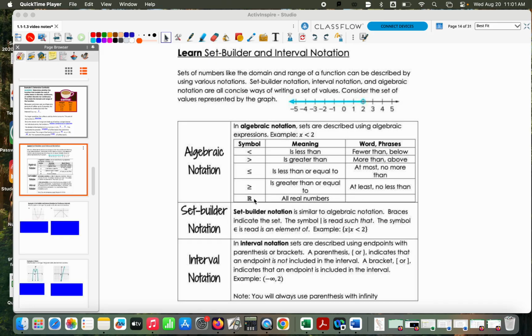This fancy looking R is our all real numbers shortcut, so we can use that instead of writing all real numbers. For these examples here, let's look at this situation with this number line. We've got everything that is actually x is less than 2. So let's see how this works.